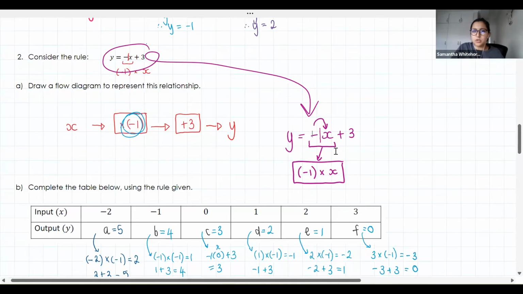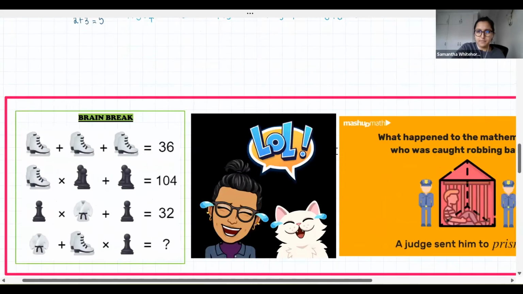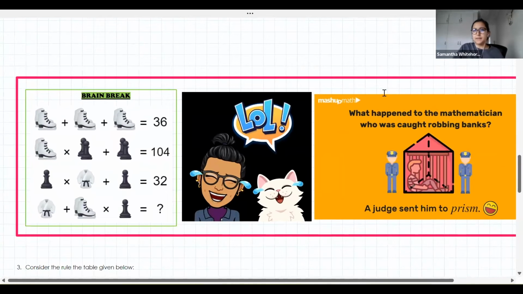Guys, I hope you all got your screenshots. Brain break. Definitely well deserved. Math stroke of the day.